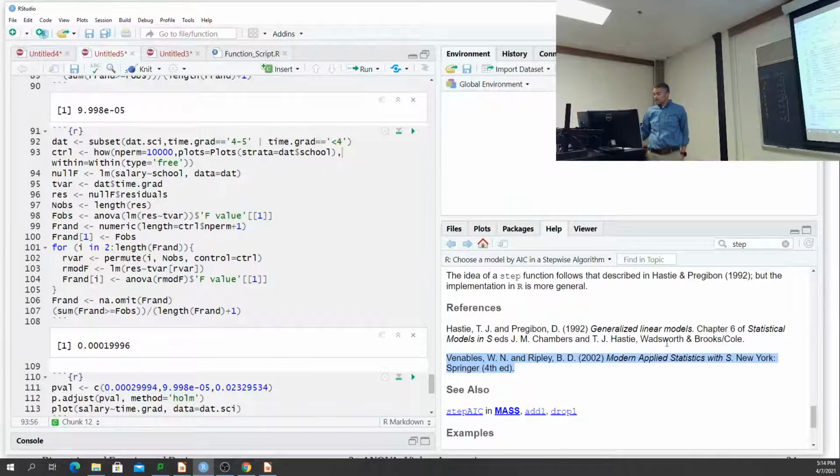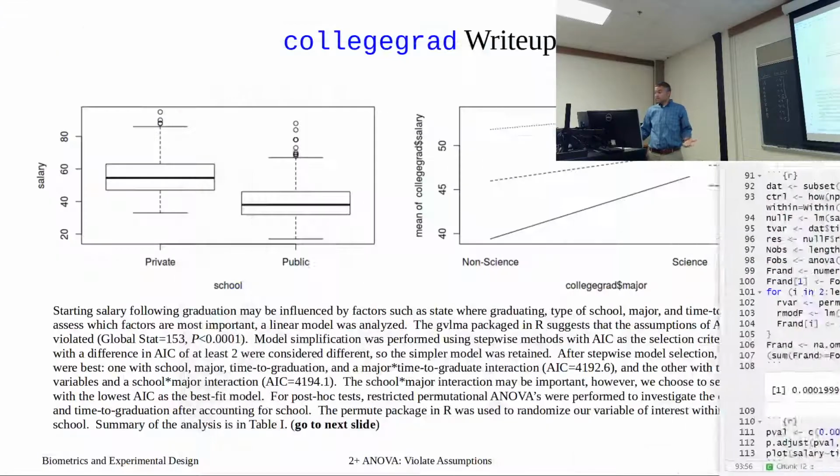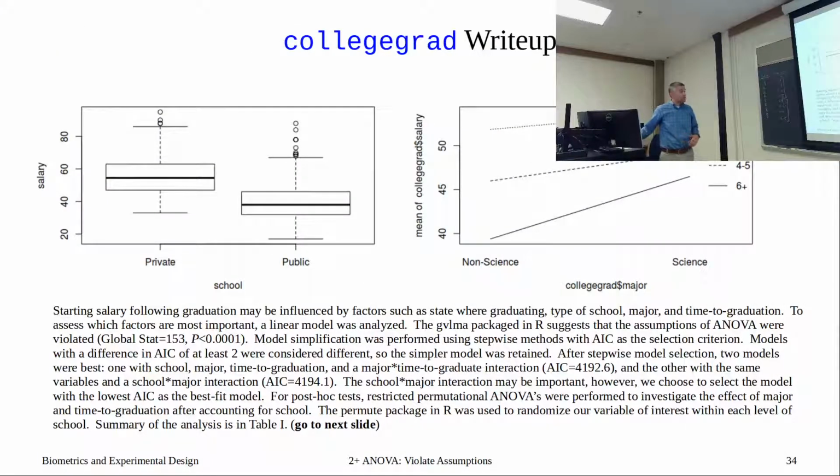If you want to do generalized linear models, I'm sure Venables and Ripley probably utilized some of the information that was in Hastie and Tibshirani. I'm sure. So, yeah, if you need a citation, that's how we start going for it. Then we said models with a difference in AIC of at least 2 were considered different, so the simpler model was retained. This one's a little bit harder to find.